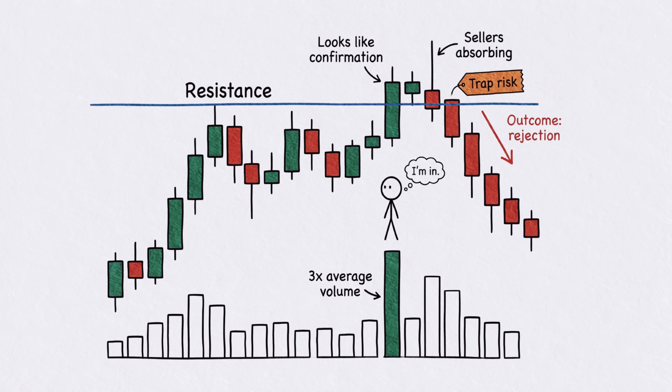Price pushes against resistance. A large green candle closes above it. Volume spikes to 3 times the average. You enter. This looks like confirmation, but the next candle stalls. The one after it rejects with a long upper wick. Then price falls back below the level. You are trapped. The volume was real.